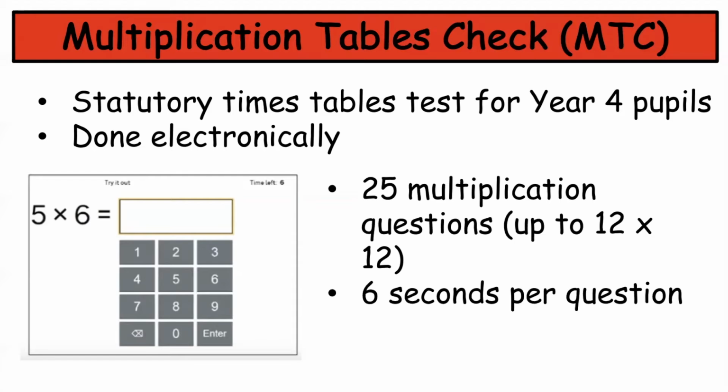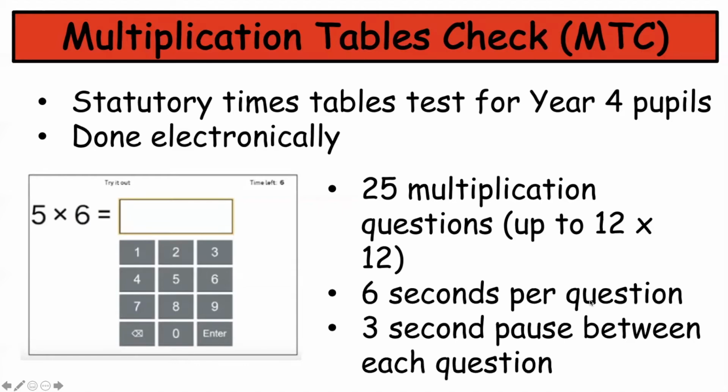So I've given an example of a screenshot, exactly how it will look on the left. So that will pop up on their screen. They're given 6 seconds to type in their answer. They don't necessarily have to press enter. Whatever's in that box at the end of the 6 seconds will be submitted as their answer. And then there's a 3-second pause between each question. So once the time expires, then 3 seconds will pass and then the next question will pop up.